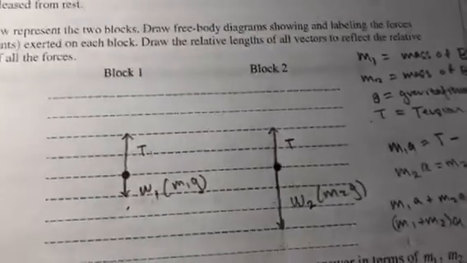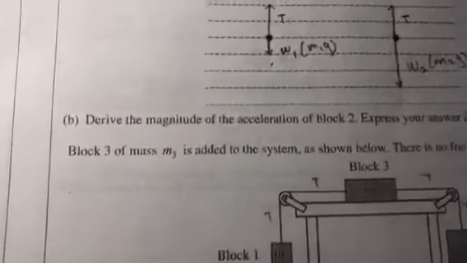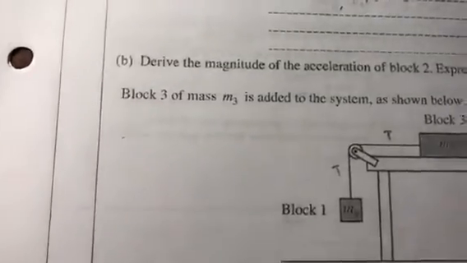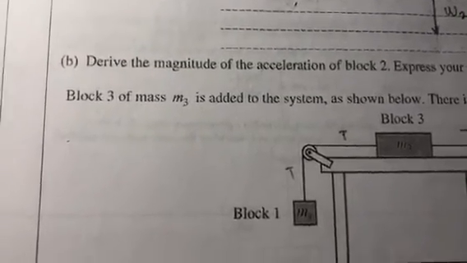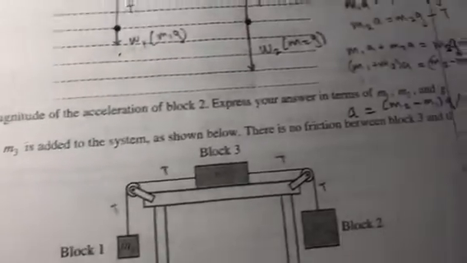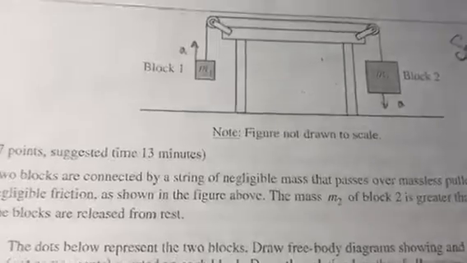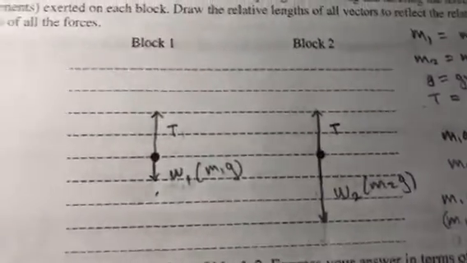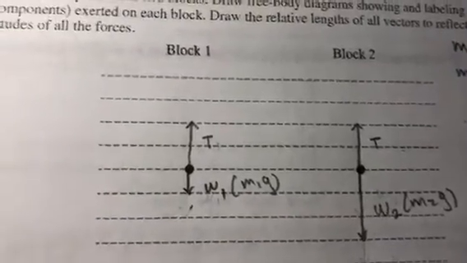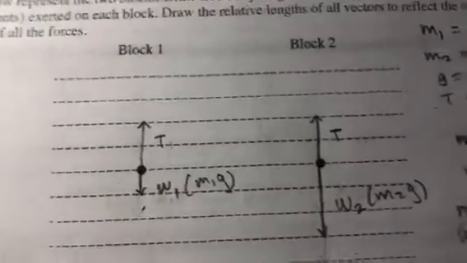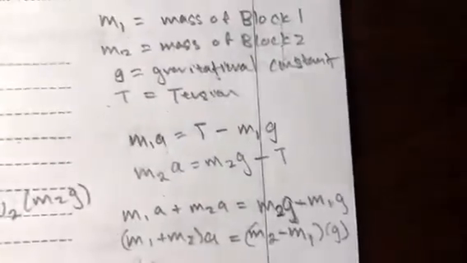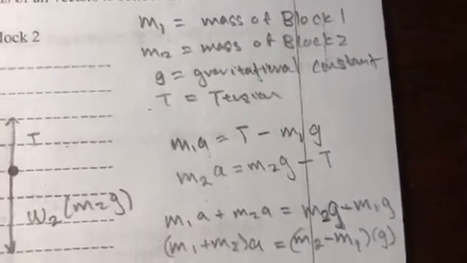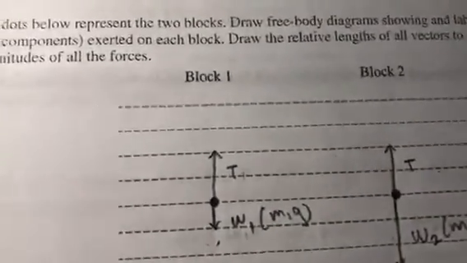In part B, we need to find the value of a in block 2 in regards to m1, m2, and g. In this system, the value of acceleration a is the same for both blocks because they're connected by the same string. Using the free body diagram, we can write two equations that describe the forces acting on these two blocks. In block 1, the equation is m1a equals T minus m1g. The tension is pulling this block up against the force of weight.